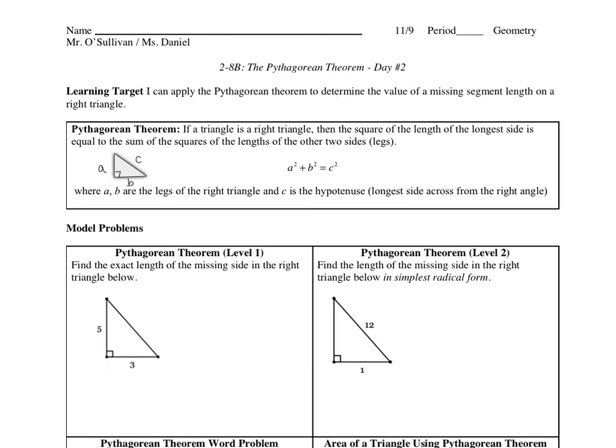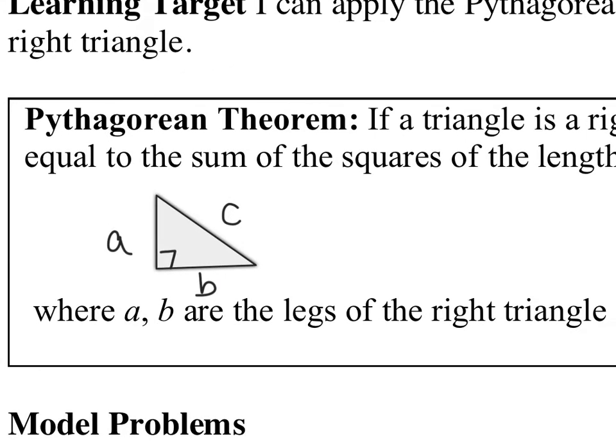So let's go down to our model problems, and I believe it was Lysandra who asked, does it really matter where you put your hypotenuse? And yes, it does matter. It always has to be across from that right angle. So c will always be here.